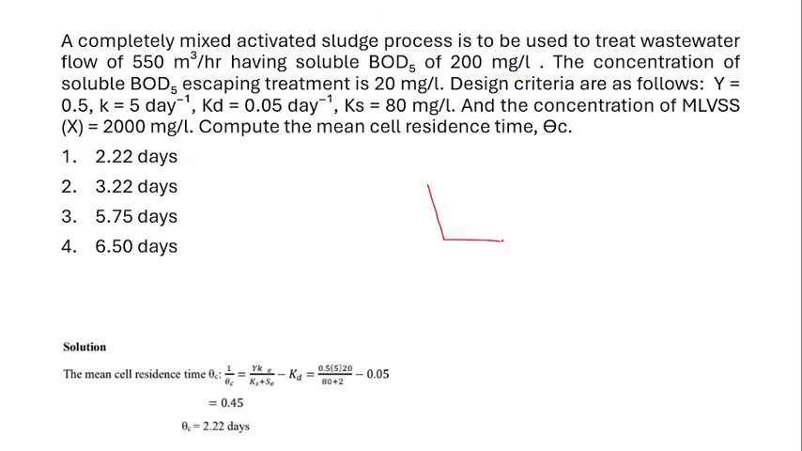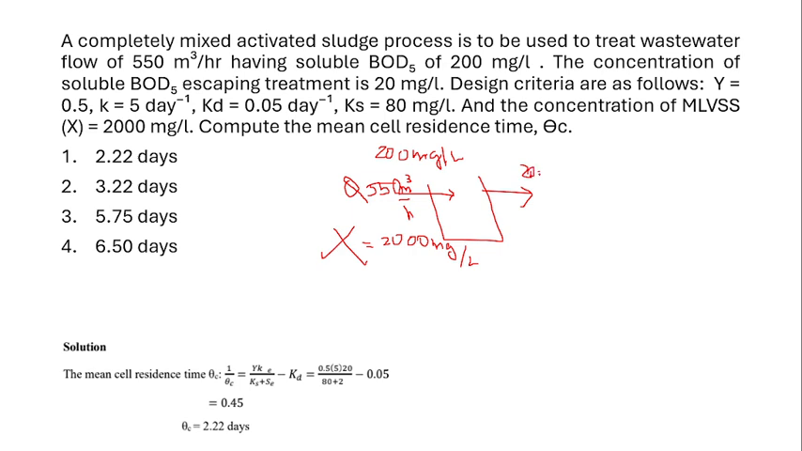So this is very simple. This is the activated sludge tank. The flow rate Q is mentioned here as 550 meter cube per hour, and your X is given as 2000 mg per liter. That is the initial concentration of your biomass. Now the BOD in is 200 mg per liter, and while leaving it has only 20 mg per liter. The rest is all consumed. And other design parameters like Y is equal to 0.5, k is equal to 5, Kd 0.05, Ks 80 are all given.